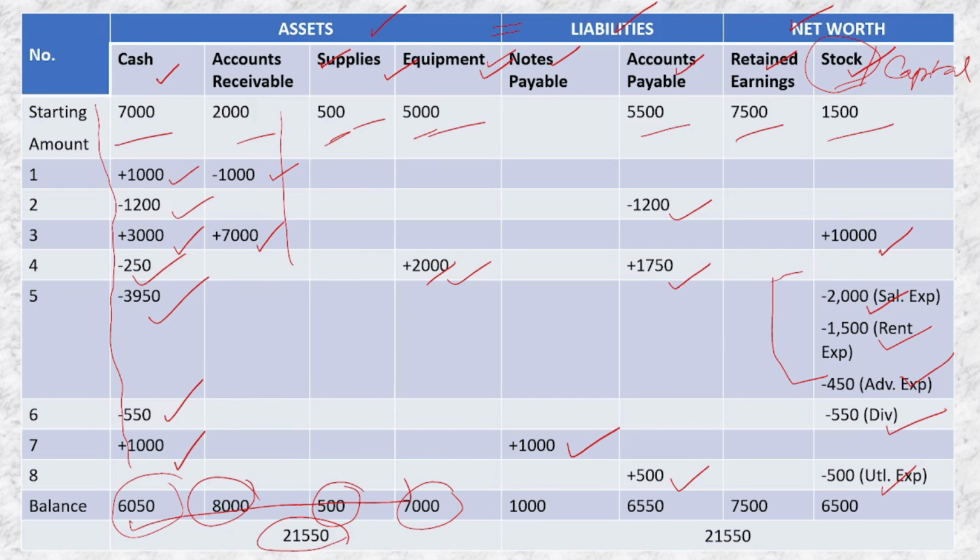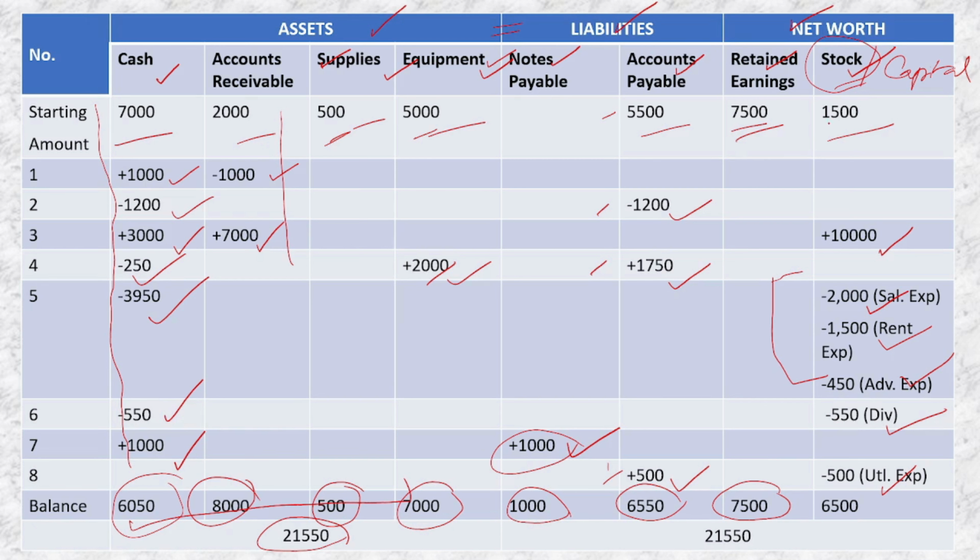Now, let's look into the liability side. Liability notes payable, you have only one amount, that is 1,000 rupees. So, we will be writing that 1,000 rupees down over here. And next, we have accounts payable. Here we have 5500, we have minus 1,200, we have plus 1,750 and we have plus 500. So, net amount we have a 6,550. And net worth, we have over here 7500. So we write that 7500 down over here.